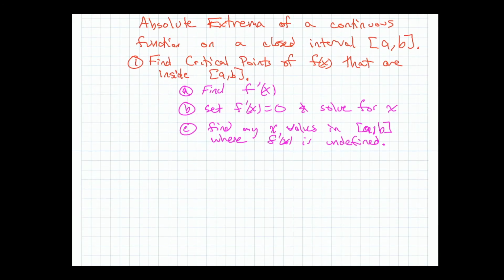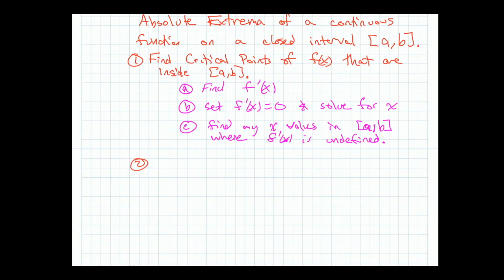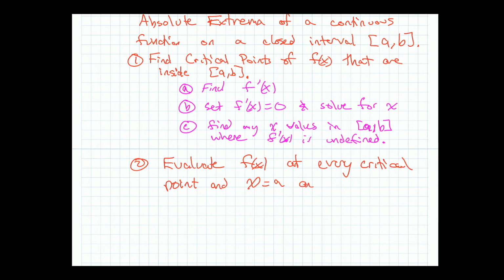Now then what you do is you just make a list of all of the critical points plus x equals a plus x equals b, okay? And what you're going to do with those points is you're just going to plug those x values into the function. So you're going to evaluate f of x at every critical point and x equals a and x equals b. Okay, so every critical point and a and b.